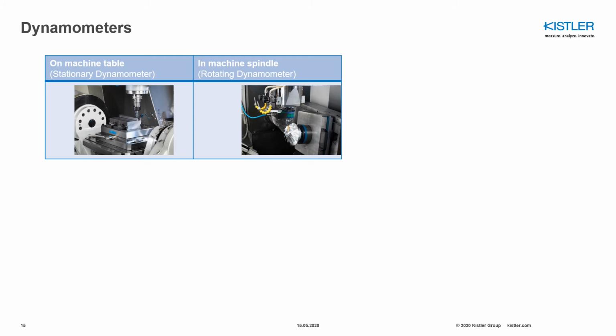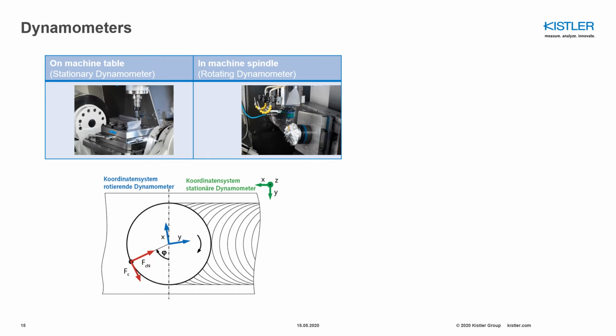If you have a look at the dynamometers, remember we have mentioned that you can either have stationary dynamometers on the table or the rotary ones. You remember we have mentioned already that the coordinate system in the rotating dynamometers is also rotating in comparison to the coordinate axis. As you can see, for the stationary dynamometer, they are stationary.